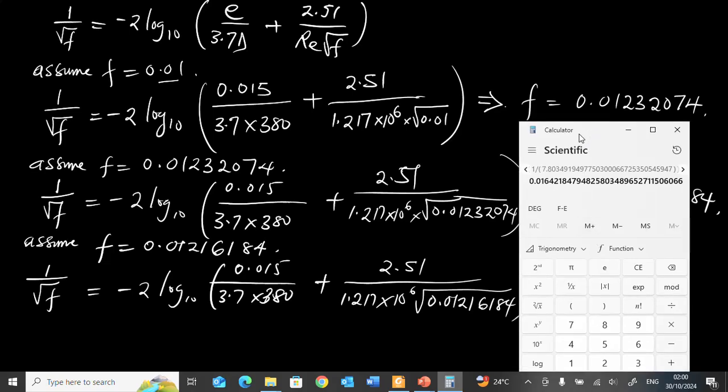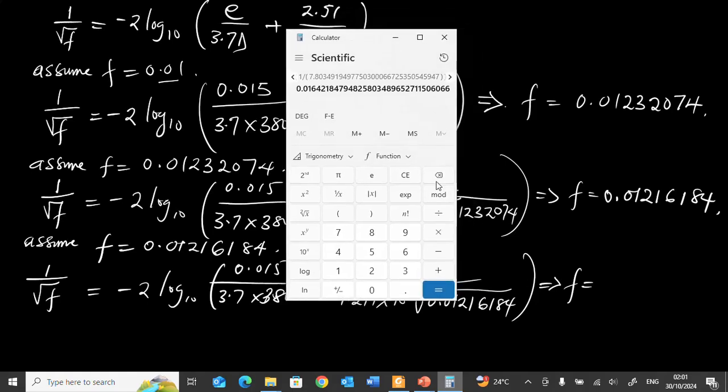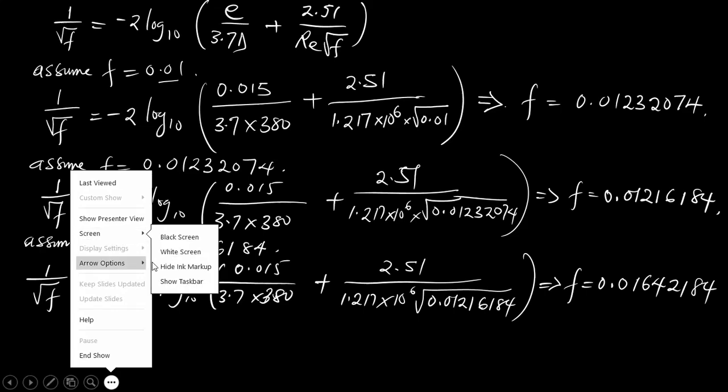Why? So let me just write down the value first before I reconfirm. So we have f equal to 0.0164. This is a lot of difference. Now let me just write it down here. We have 0.0164 2184. Now what? Reconfirm from the beginning. Maybe there is a wrong calculation somewhere.